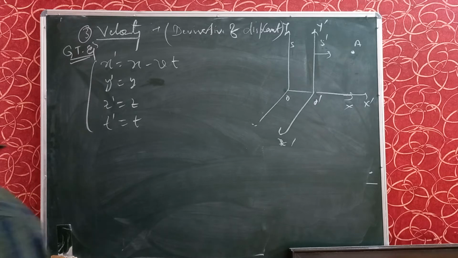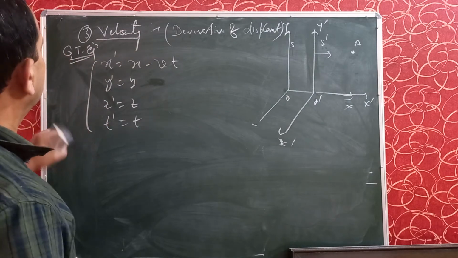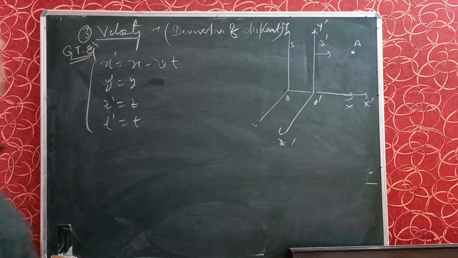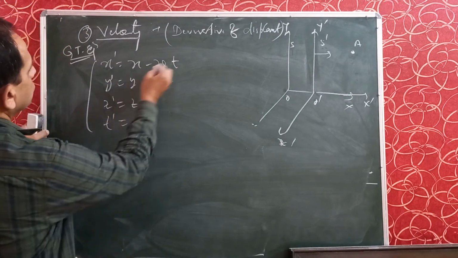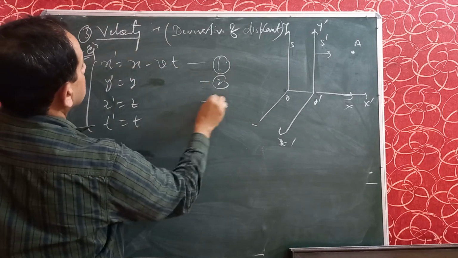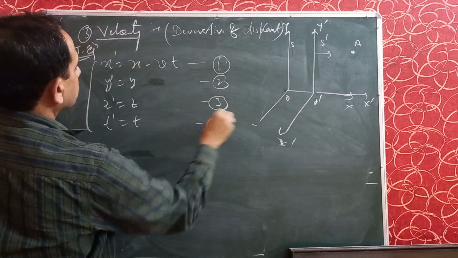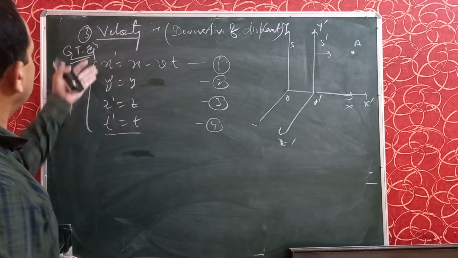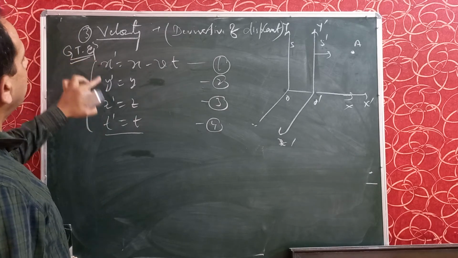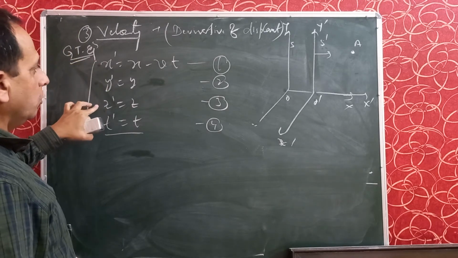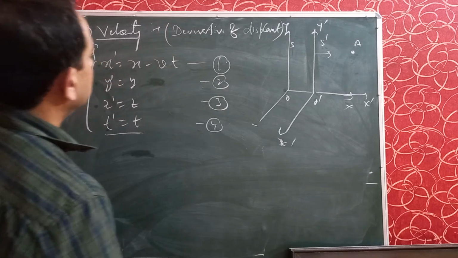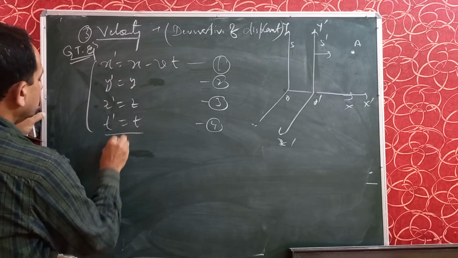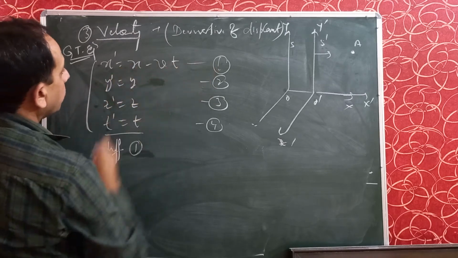Now to find the velocity, we will do the derivative. First, second, third, and fourth. Fourth is nothing, it is time. So we cannot find the velocity from the fourth. We find velocity from the first three: velocity x component, velocity y component, velocity z component, and t will be used for the derivative. So we will do the derivative, that is, differentiating equation number 1 with respect to t.